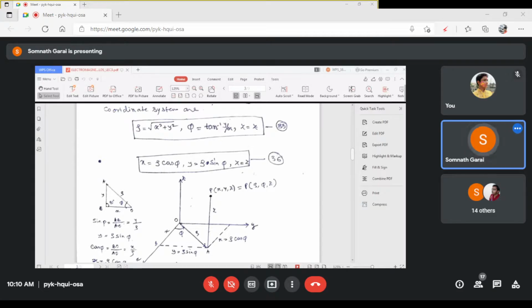Please solve the problem. I repeat again: the components of the P vector in Cartesian coordinates are -2, 6 and 3. Determine the value of the vector in the cylindrical coordinate system.